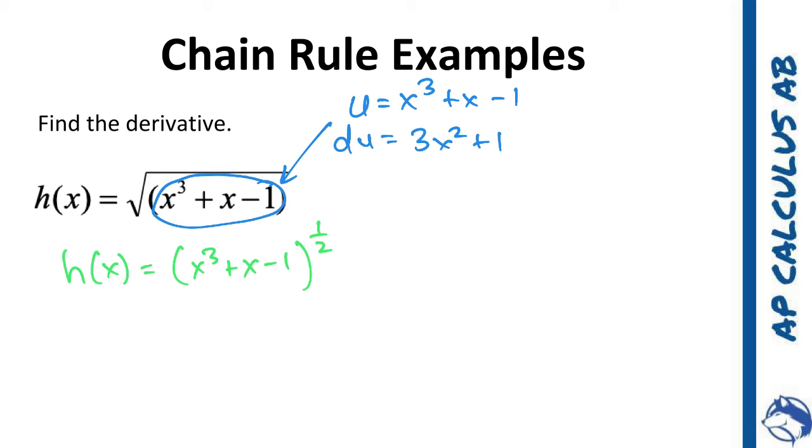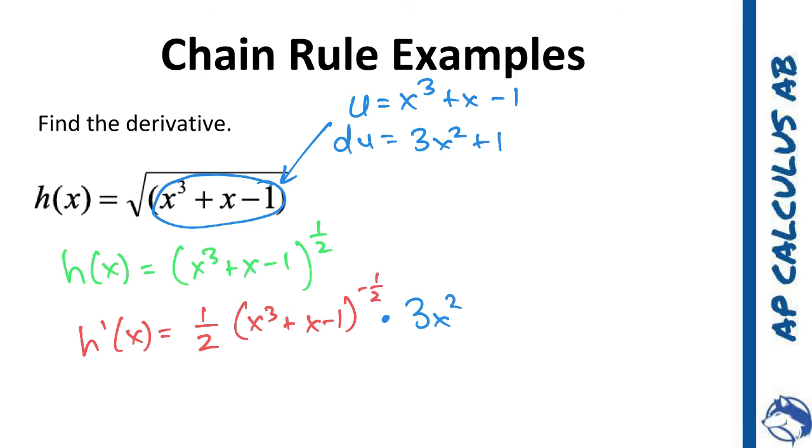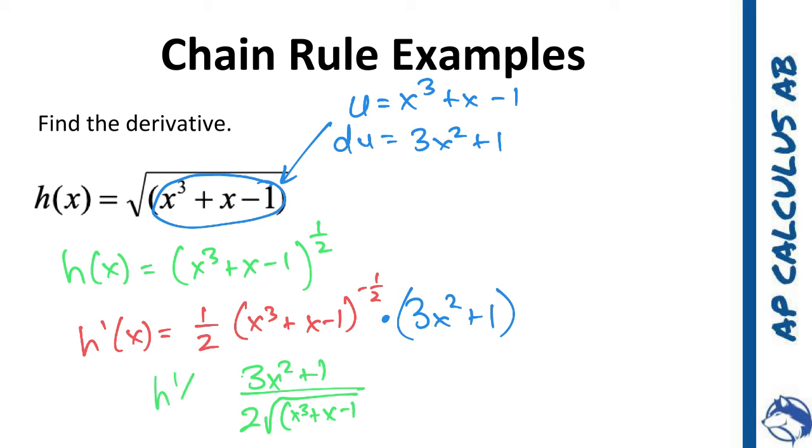So now I'm going to go ahead and take the derivative of this function here, the outer. So h prime of x is equal to 1/2 times x cubed plus x minus 1 to the negative 1/2. And this is all times 3x squared plus 1. Make sure you put that in parentheses. So if I rewrite this, I'm going to have my 3x squared plus 1 on the top, and then I've got 2 times the square root of x cubed plus x minus 1. And that was for h prime of x.